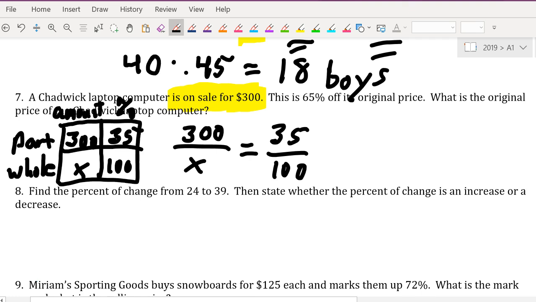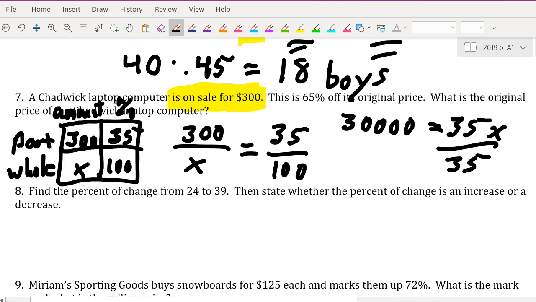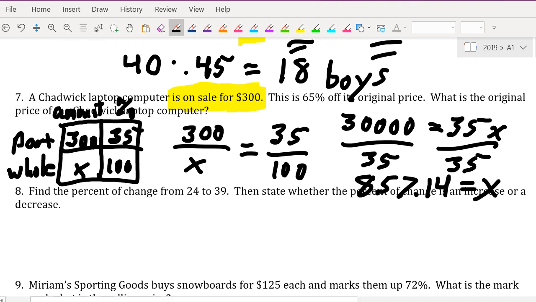Okay, so now we cross multiply. What do we get? We get 300 times 100, which is 300 with 2 more zeros, is equal to what, Ashley? Cross multiplication is equal to 35x. Good job. Now we divide both sides by 35, and then we get the answer that I wanted. Does anybody have it yet? 857.14. Exactly. So it's $857.14.